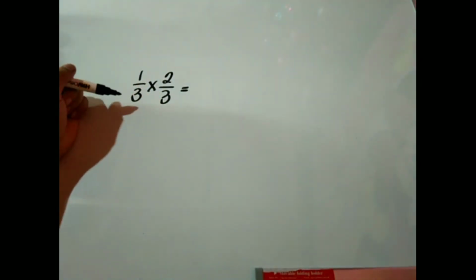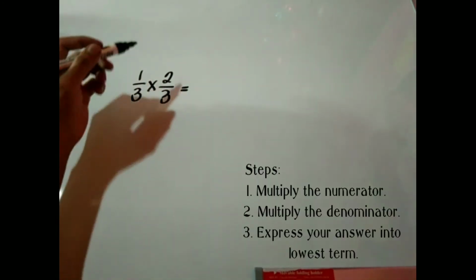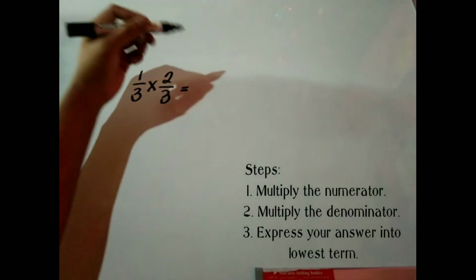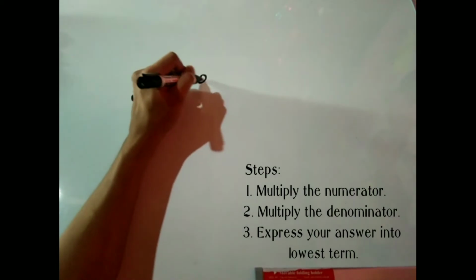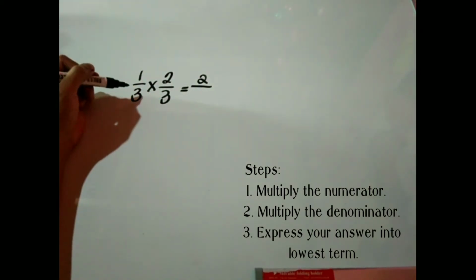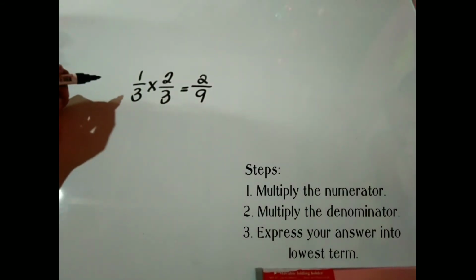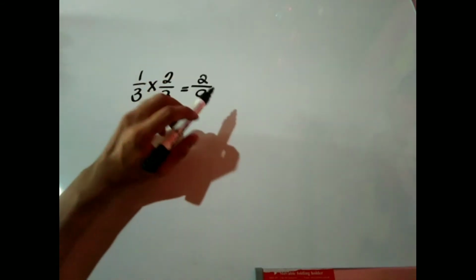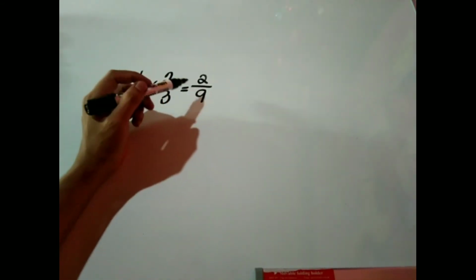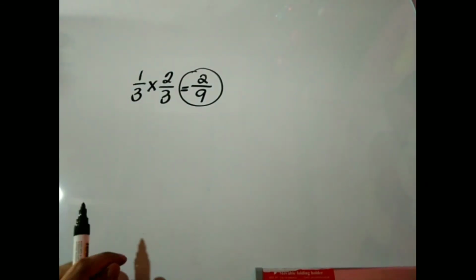Next, we have here 1/3 times 2/3. So, step 1, multiply the numerators. 1 times 2, we have 2 over. Step 2, multiply the denominators. 3 times 3, we have 9. Step 3, simplify. So, since walang particular number na pwedeng ma-divide sa 2 and 9, 2 over 9 is the final answer.